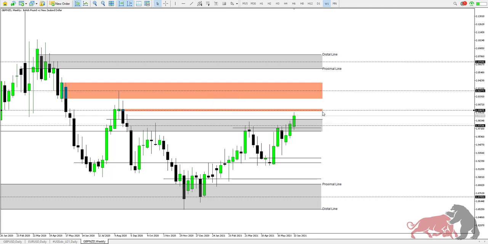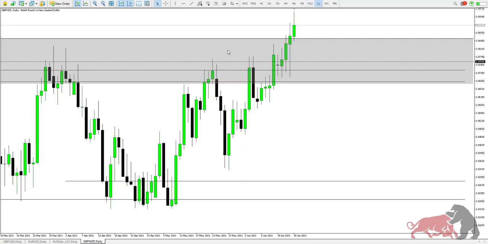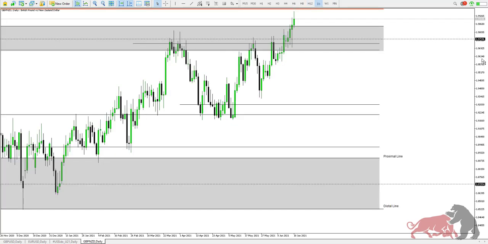Now, you don't need to adjust your levels when you go to the lower time frame. I've got my monthly levels there. I've got my weekly levels marked. Now I'm going to go on to a daily chart, right?